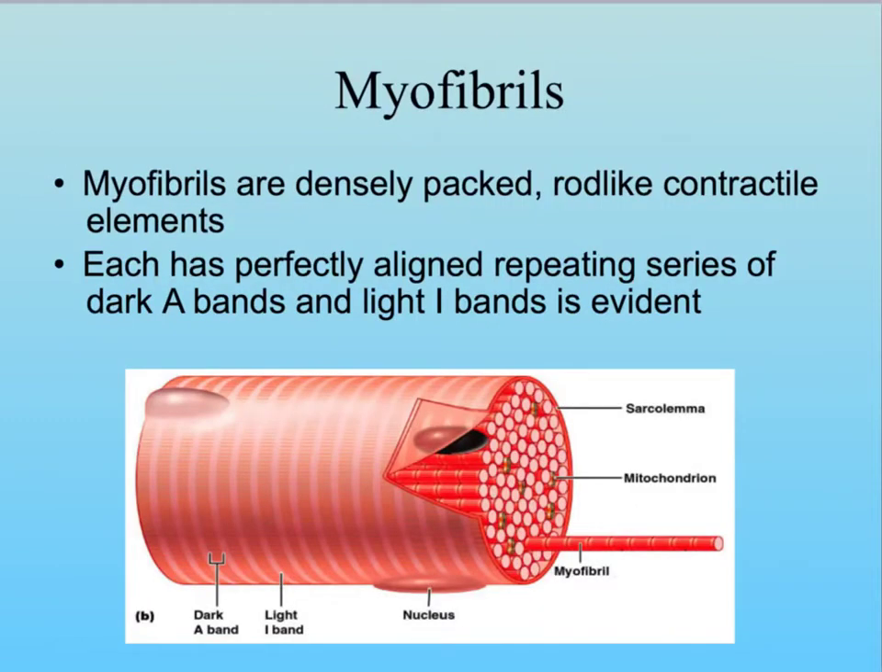Myofibrils are densely packed rod-like contractile elements. So we're taking a muscle cell and we're breaking it down here. Each has a perfectly aligned repeating series of dark A bands and light I bands. And you can see here the different stripes. You see dark stripes and light stripes.